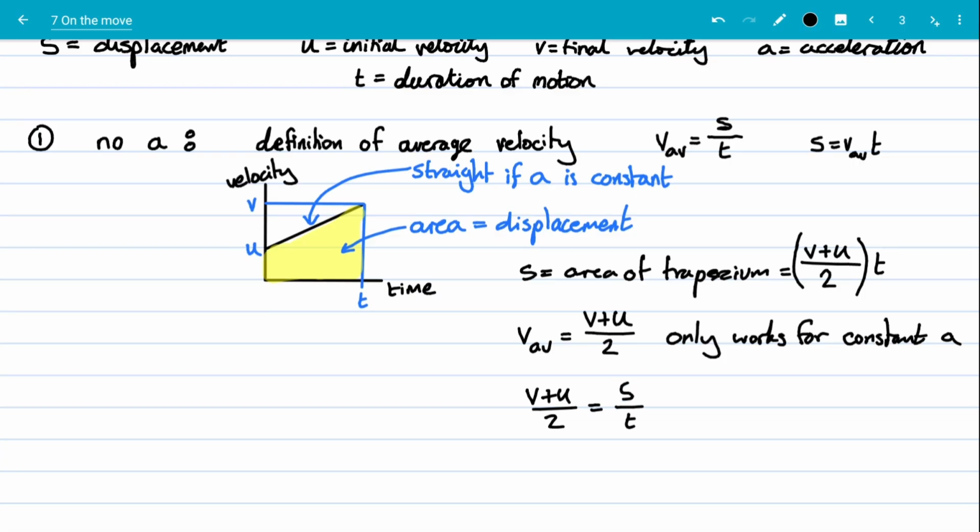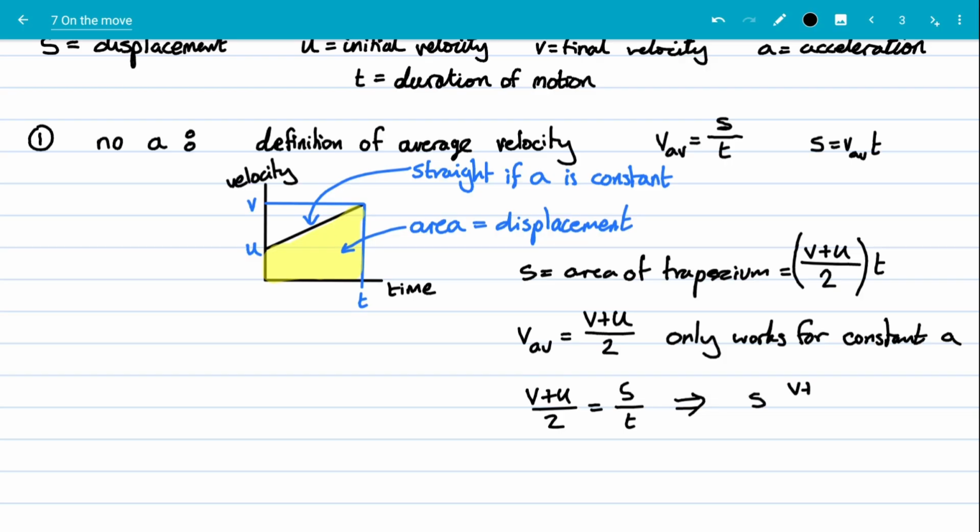And that equation has S, U, V, and T in it, but no A. We can rearrange that equation. Very often it's rearranged to make S the subject, but it doesn't have to be.